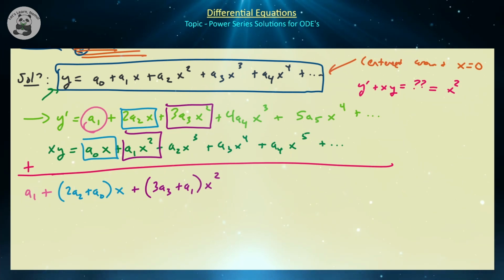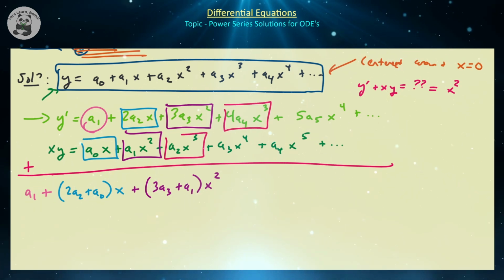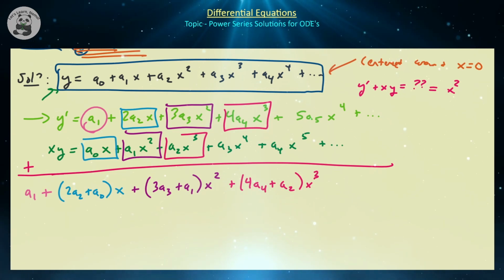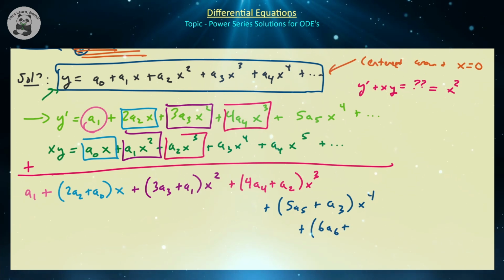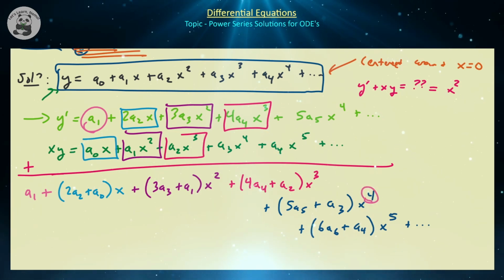If you can find a pattern quickly for this, that's obviously ideal, and you probably should. So plus 4a4 plus a2 times x cubed. Let's just list out a couple more terms just for practice. So plus 5a5 plus a3 times x to the fourth, plus 6a6 plus a4 times x to the fifth, plus and so on. In case you don't see the pattern, whatever power we have, the coefficient of the power plus 1 term is added to the coefficient of the power minus 1 term. That's the general expression.